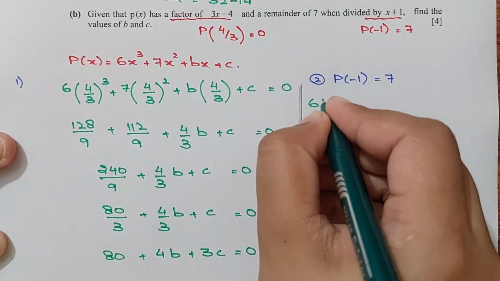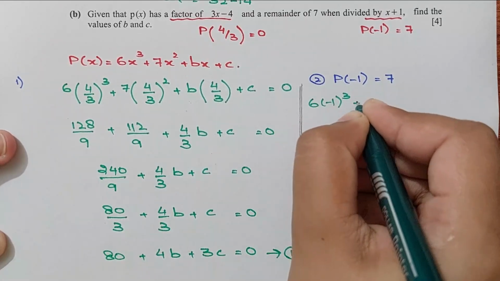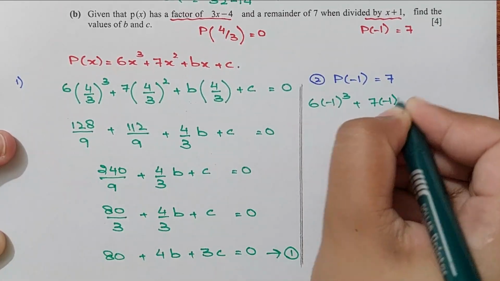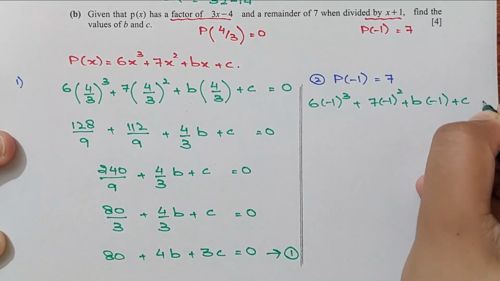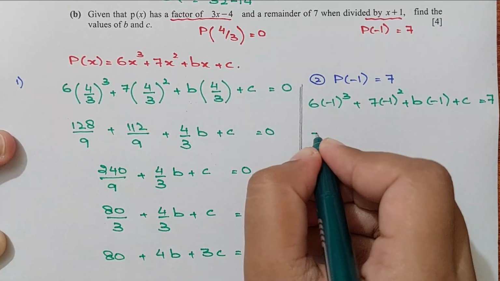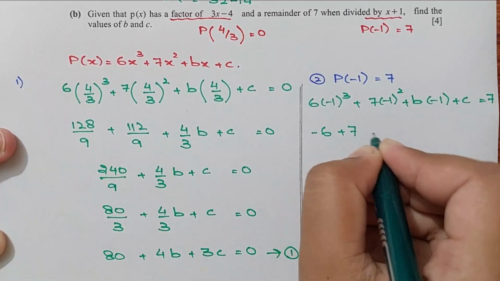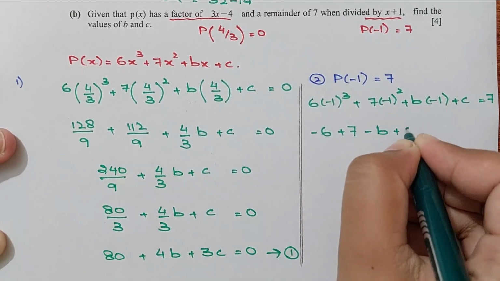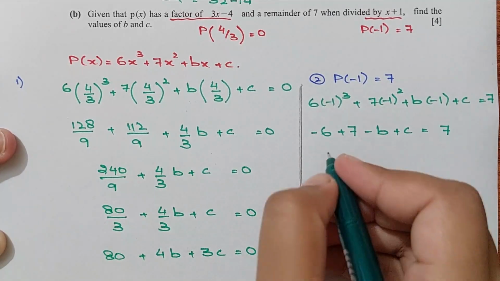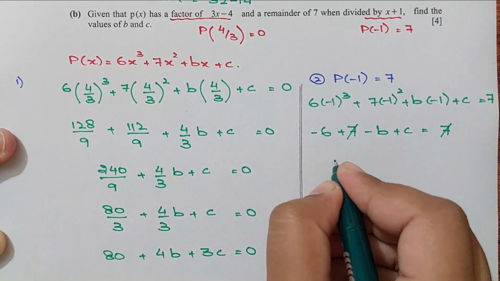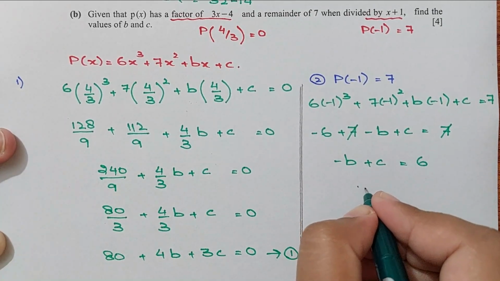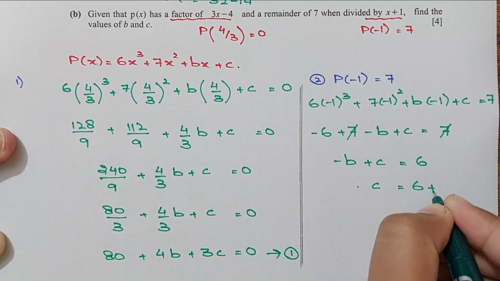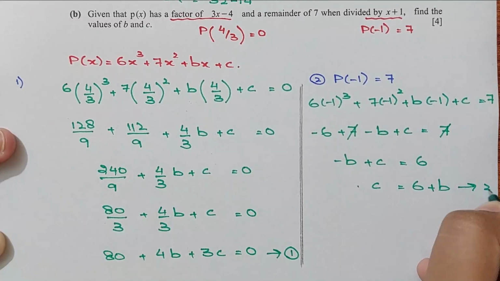Okay, so 6 times minus 1 cube plus 7 times minus 1 square plus b times minus 1 plus c equals 7. So this is negative 6 plus 7 minus b plus c equals 7. So 7 and 7 cancel, minus b plus c would be equal to positive 6, or we can say that the c value is 6 plus b, my second equation.